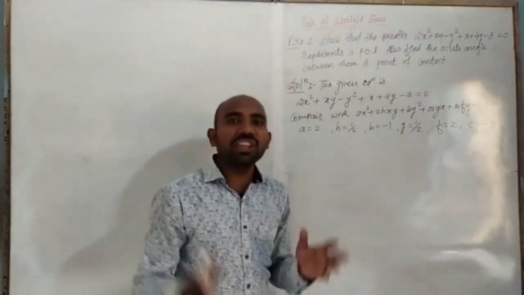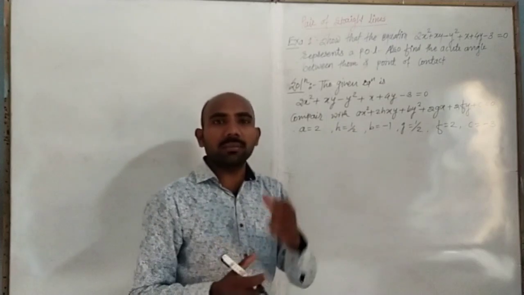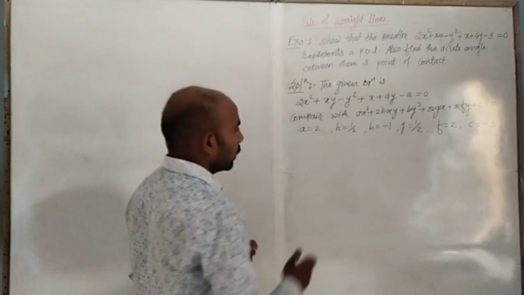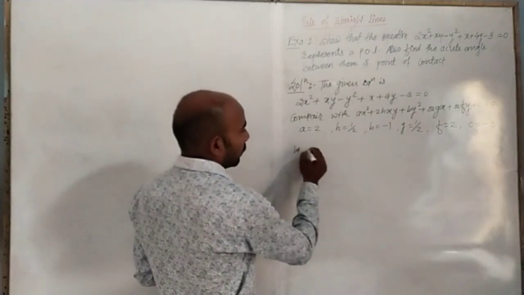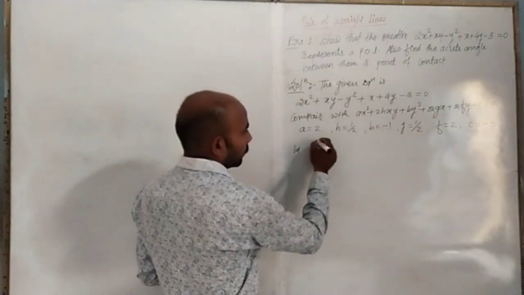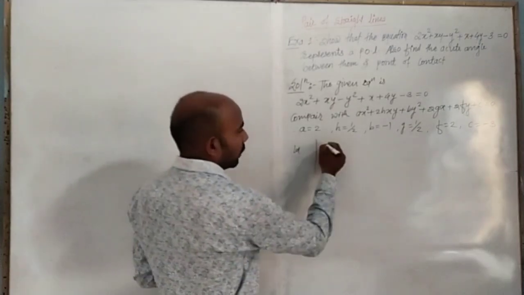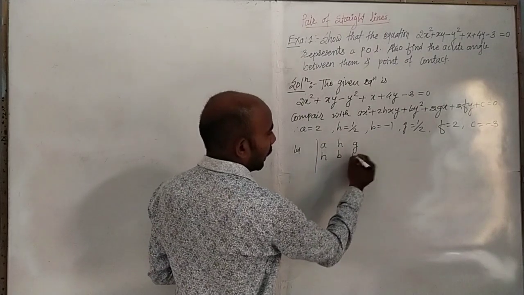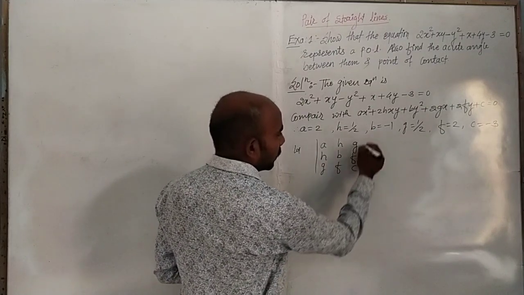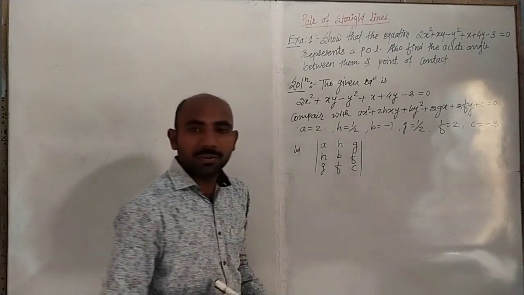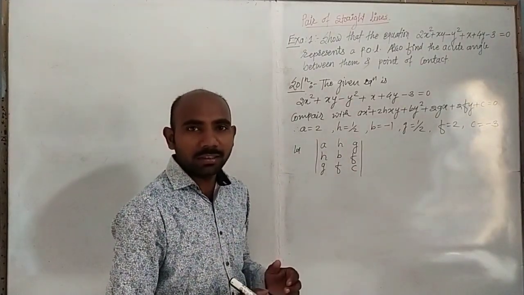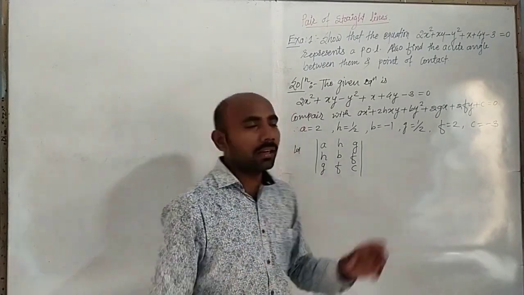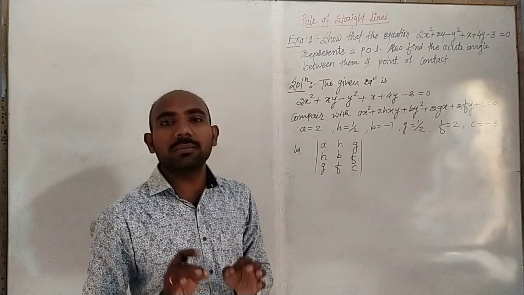Yesterday we saw a condition that any general equation represents a pair of straight lines when the determinant is zero. So we get here the determinant D, and we have the formula for it. We find the value of this determinant, and if the determinant value is 0, then we can say that the given equation represents a pair of lines.